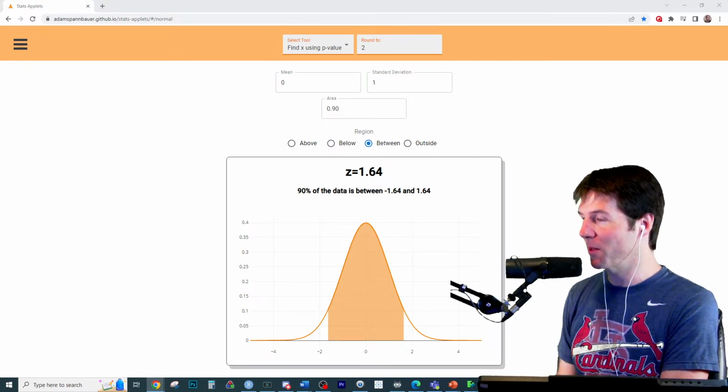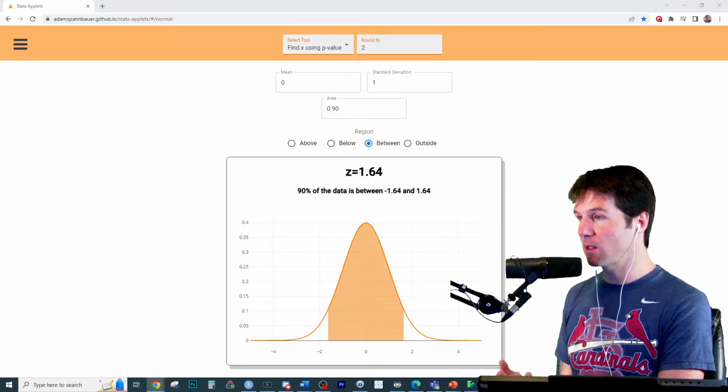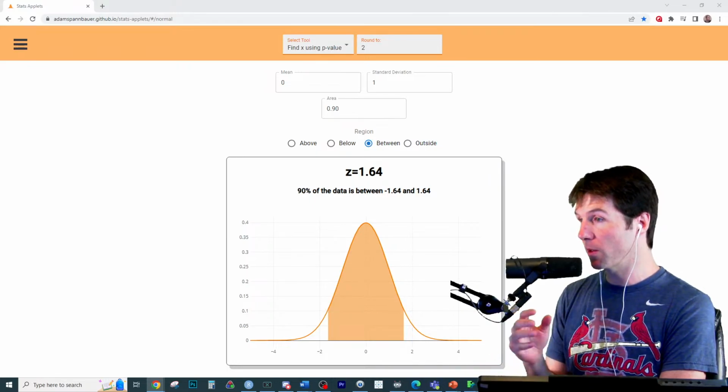For anyone wondering, I do like the extra bit of info. William Gossett, who worked at Guinness Beer, realized for small sample sizes, we underestimate the standard deviation because we don't get outliers.